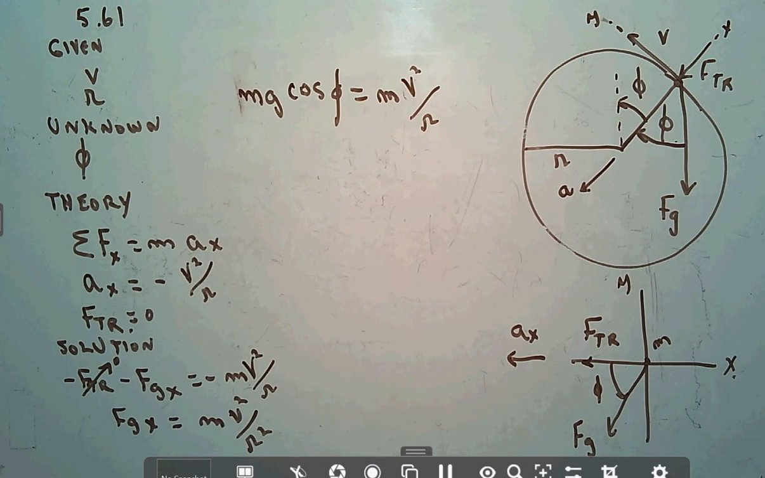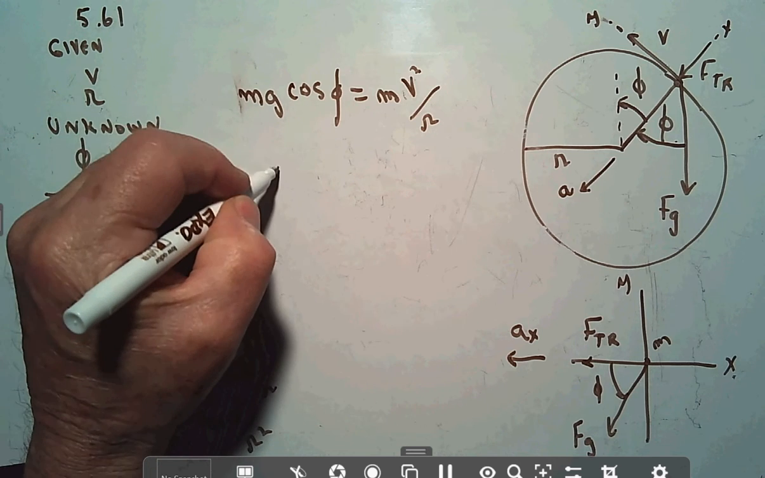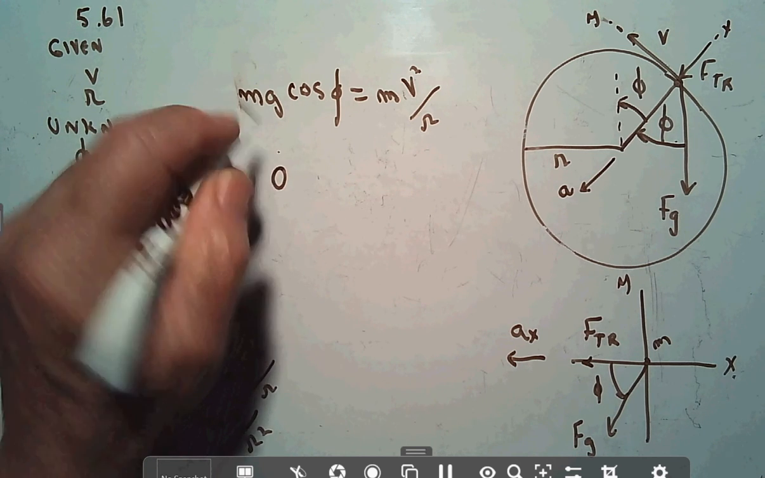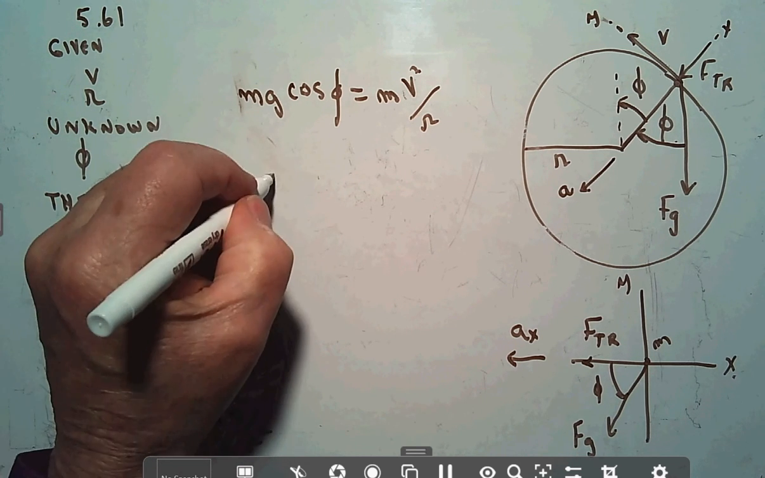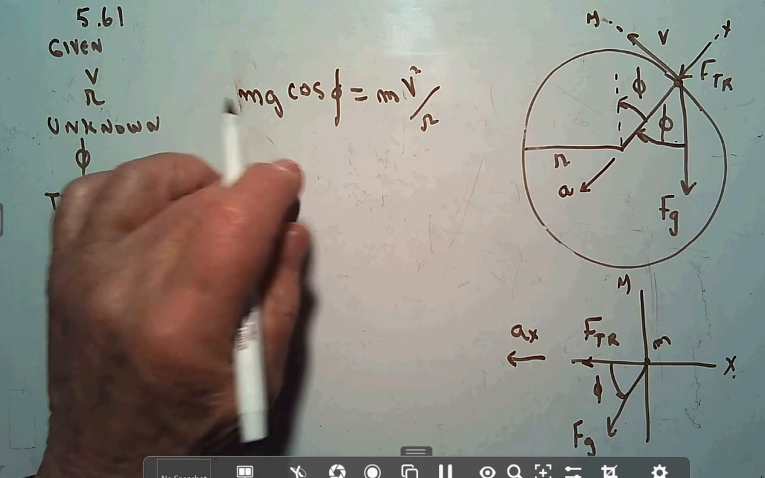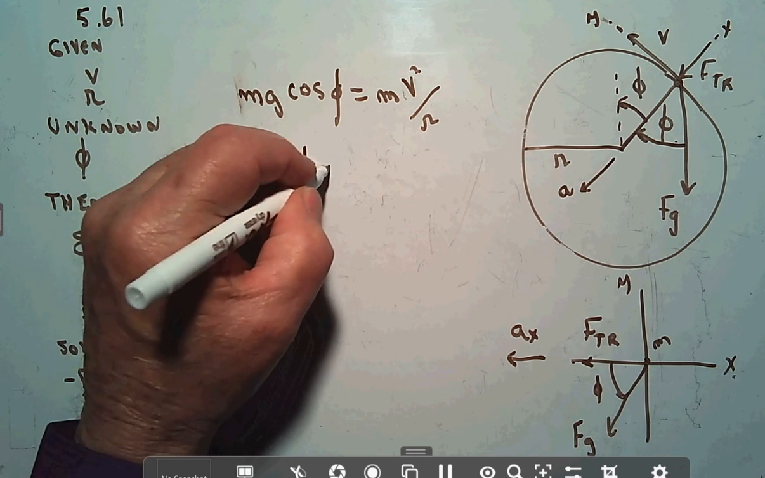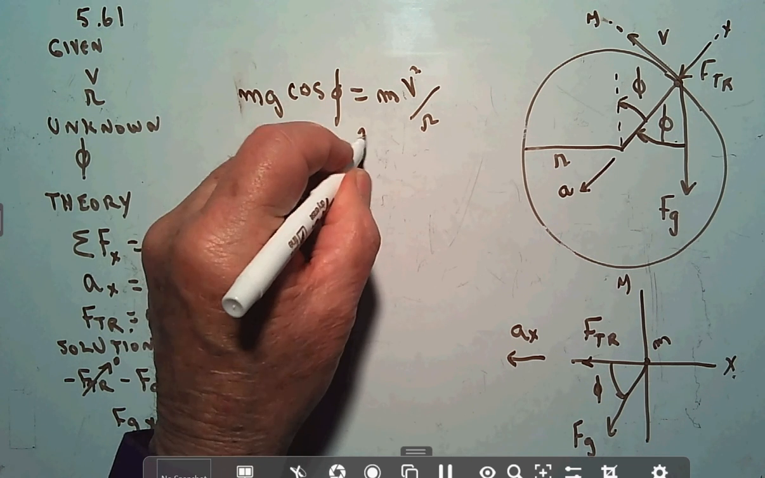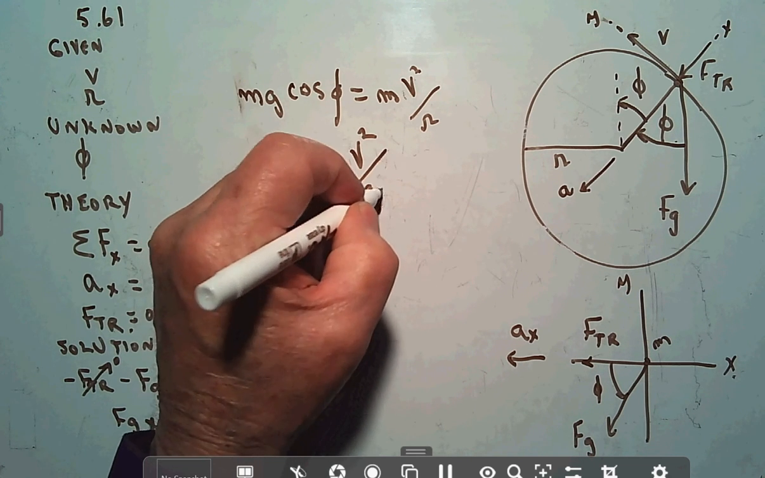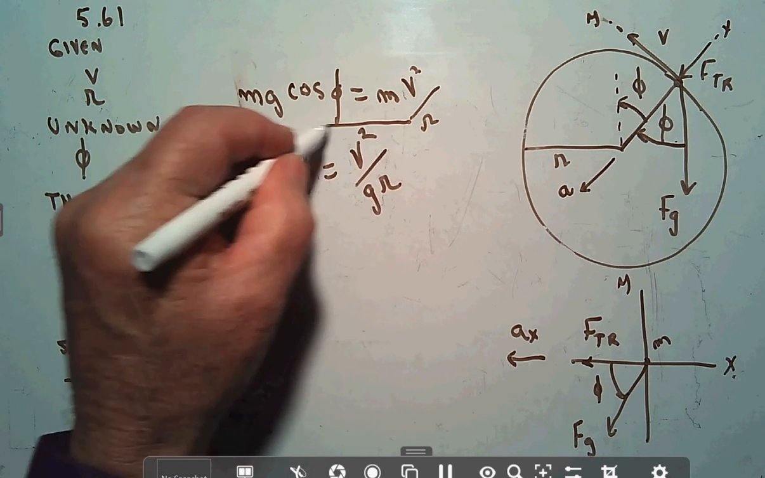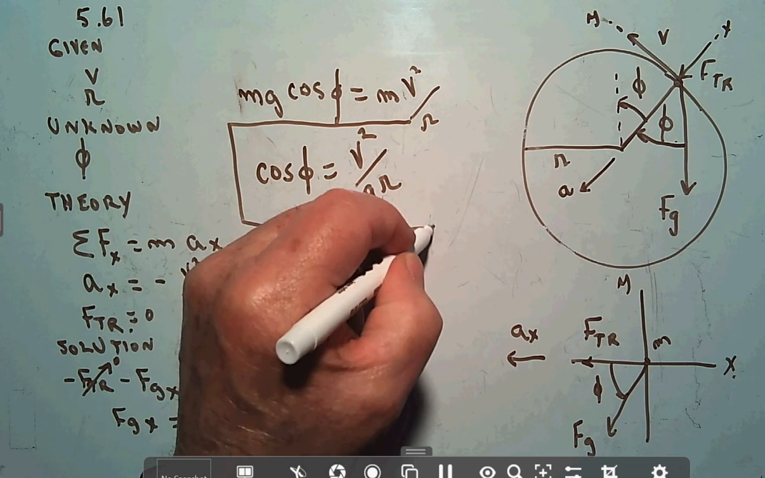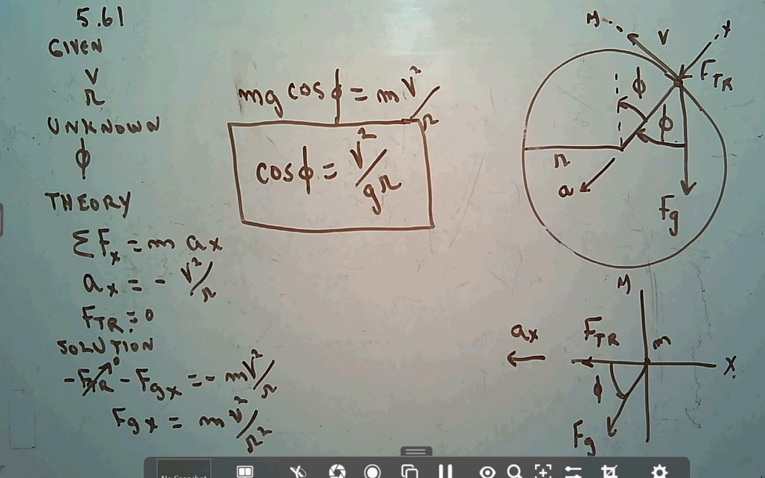I'll change that. I've been writing the v like that. Okay. The masses cancel. Bring g on the other side of the equation. And here's what we're looking for. Okay. The cosine of phi equals v squared over g times r. And that was actually what we were asked to prove. Okay, so that's the solution to the problem.